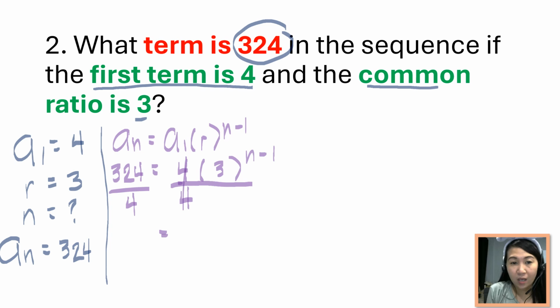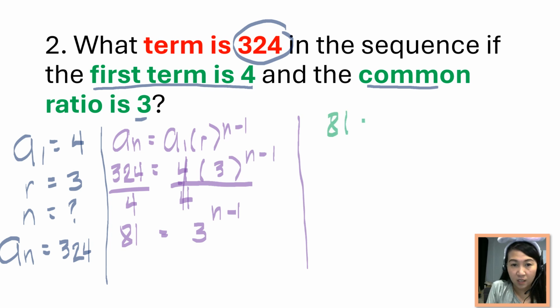Cancel. So what we have here? 3 raised to n minus 1. Okay, so 324 divided by 4. So 3 divided by 4 cannot be. 32 divided by 4. How many 4s do we have in 32? So that would be 8. Next, 4 divided by 4 is 1. So 324 divided by 4, the answer is 81. Okay, so let's continue our solution here. Okay, so we have here 81 is equal to 3 raised to n minus 1.